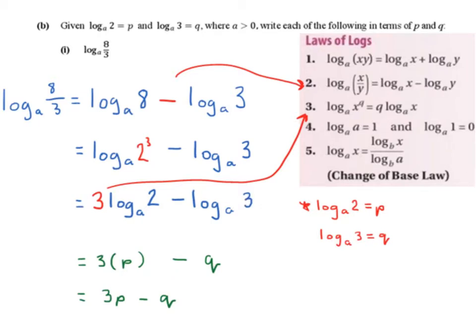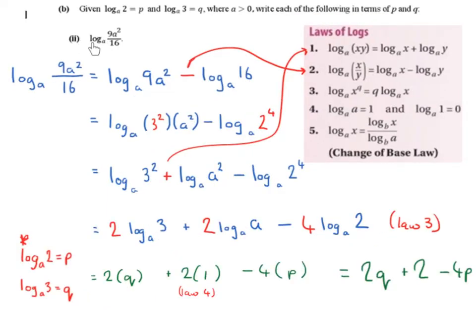Now you'll notice that we have log base a of 2 and log base a of 3, which is what was given to us in the question. So we can swap this log base a of 2 for p. So we get 3 times p, which is 3p. And we can swap this minus log base a of 3 for minus q, because we were told that log base a of 3 is equal to q in the question, so we get minus q. So I end up with 3p minus q.